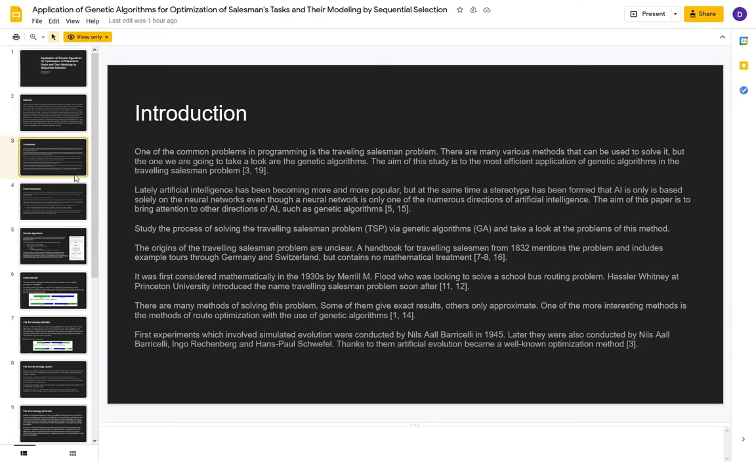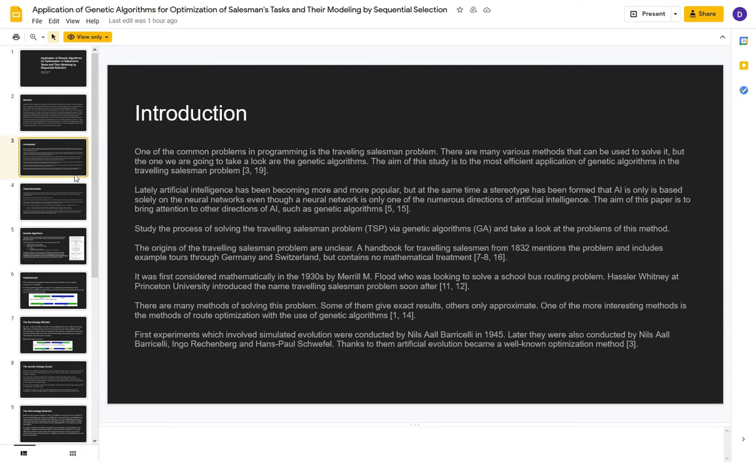Lately, artificial intelligence has been becoming more and more popular, but at the same time, a stereotype has been formed that AI is only based on neural networks, even though a neural network is only one of the numerous directions of artificial intelligence. The aim of this paper is to bring attention to other directions of AI, such as genetic algorithms, study the process of solving the traveling salesman problem via genetic algorithms, and take a look at the problems of this method. The origins of the traveling salesman problem are unclear.